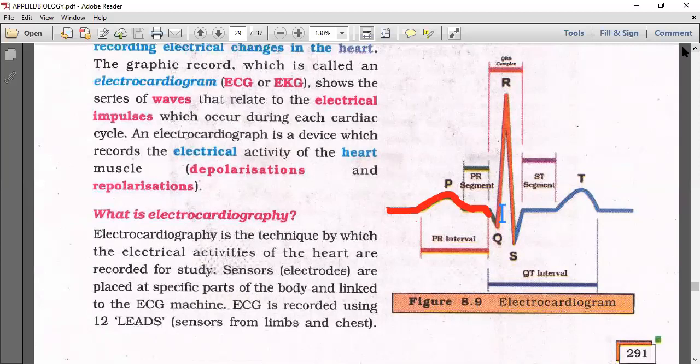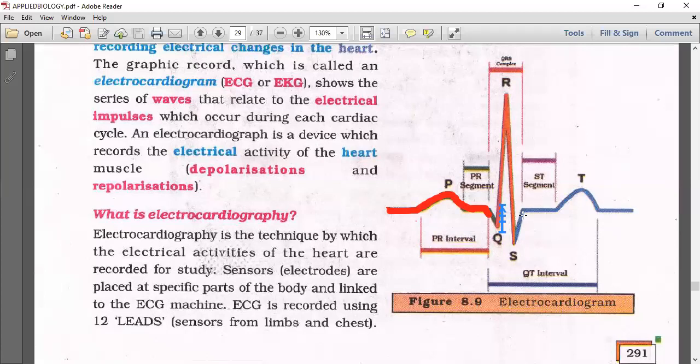Next, the small negative wave, the QRS complex. What is the QRS complex here? In this particular case, the QRS complex means the negative wave Q, then the positive wave R, and S is the negative wave. What does it indicate? Ventricular depolarization or ventricular systole.